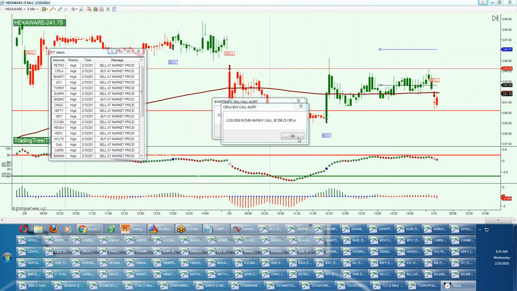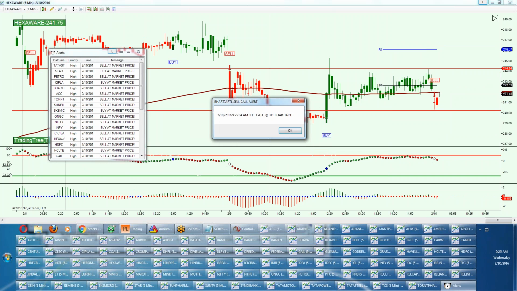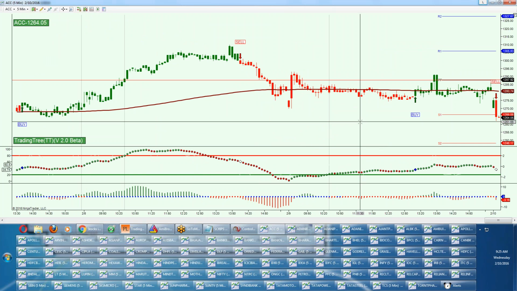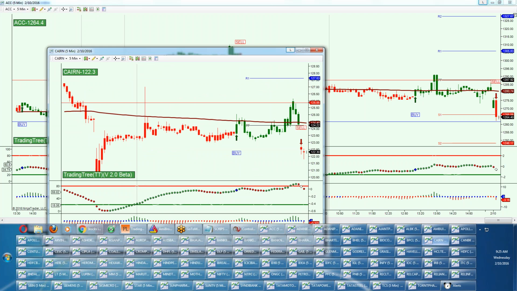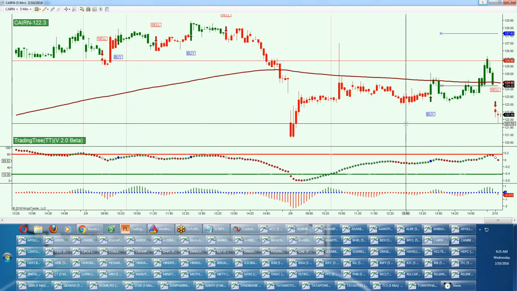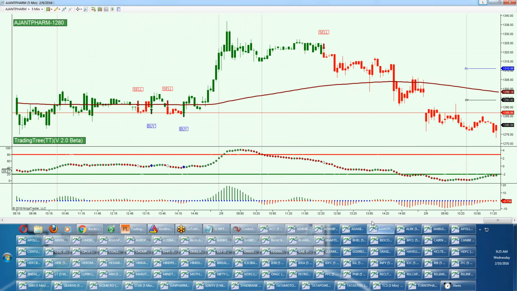Petronet, Cipla, Bharti Airtel, Star. ACC, we will short it below this. CAN, we will short it here. 120, 170. So let's take one script at a time.